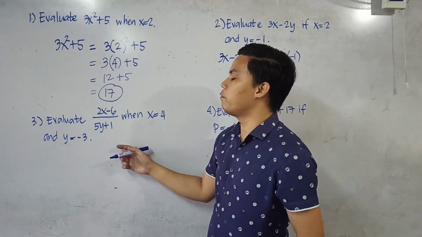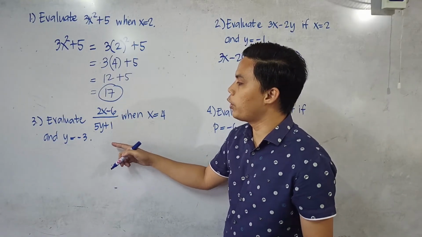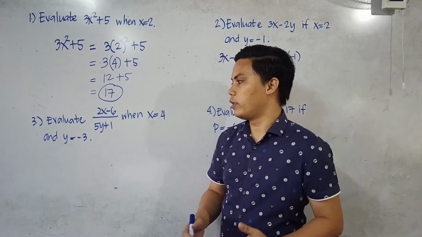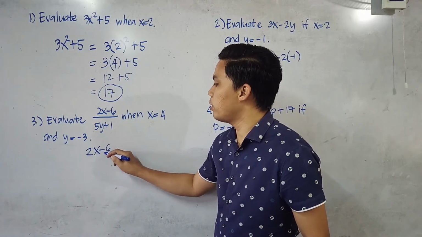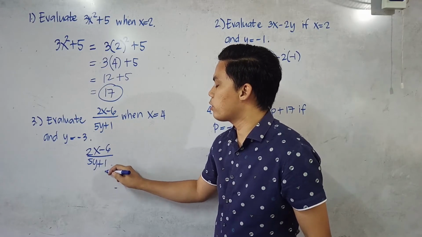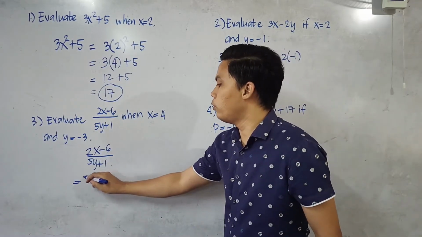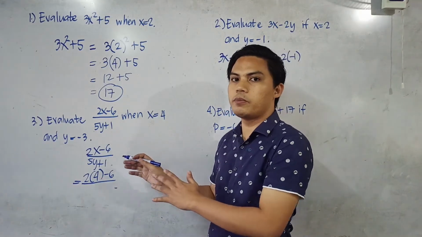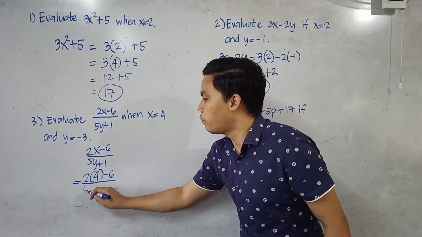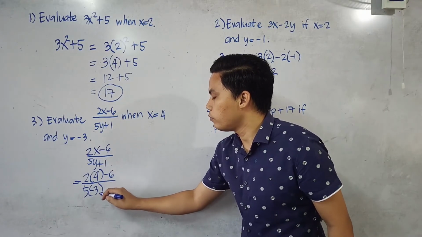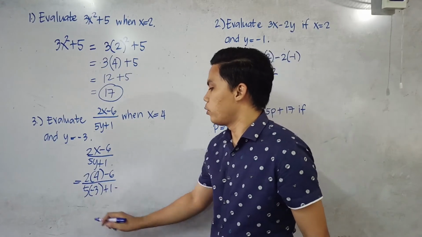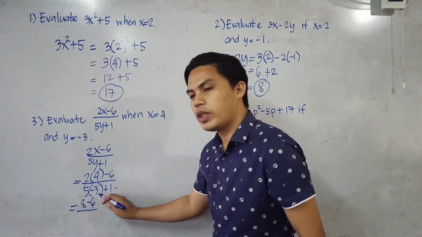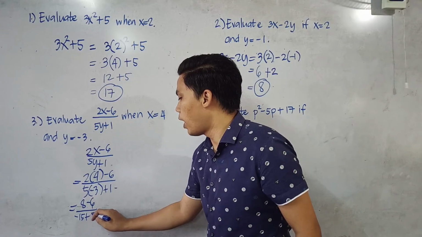Okay, next example, we have evaluate 2x minus 6 all over 5y plus 1 when x is equal to 4 and y is equal to negative 3. So, sulat natin siya ulit, 2x minus 6 all over 5y plus 1. So, dito na lang sa baba. So, 2 times x. Yung x natin would be 4. Then, minus 6. So, yung mga numbers na walang variable, hindi natin siya papalitan. Bring down lang natin. Then, we have 5 times y. Y is equal to negative 3, and plus 1. So we will have 2 times 4, that is 8, minus 6, and 5 times negative 3, that is negative 15, plus 1.